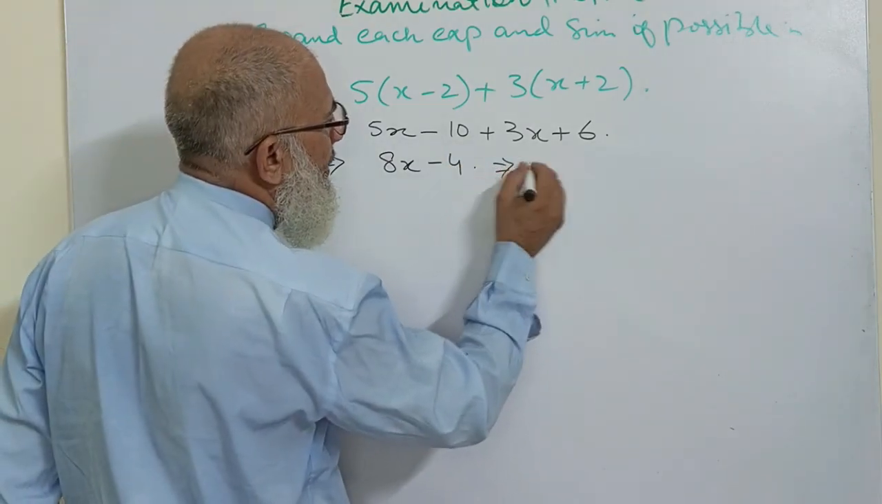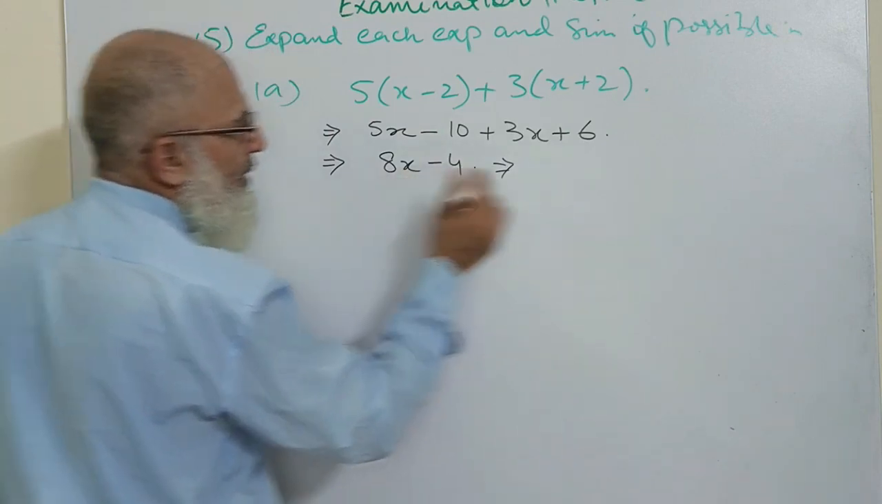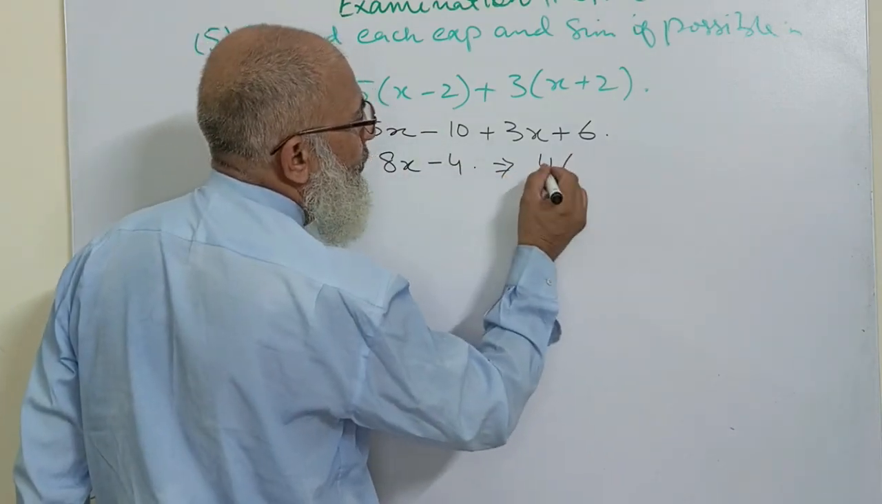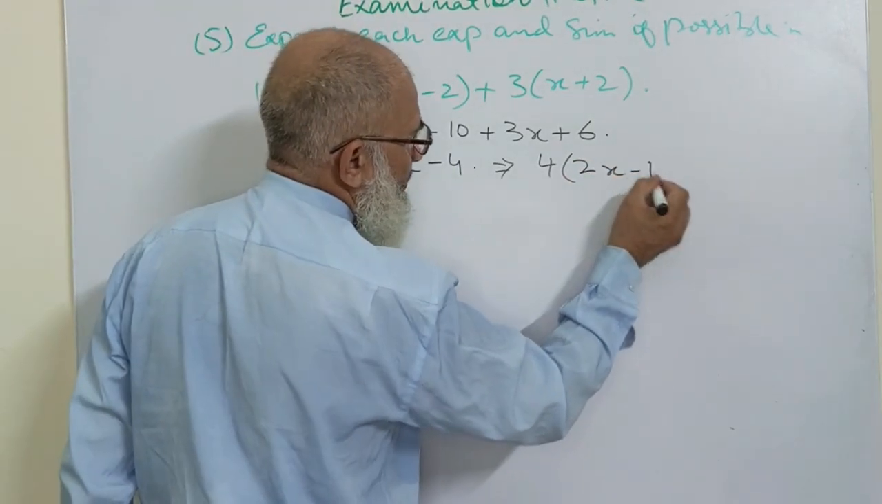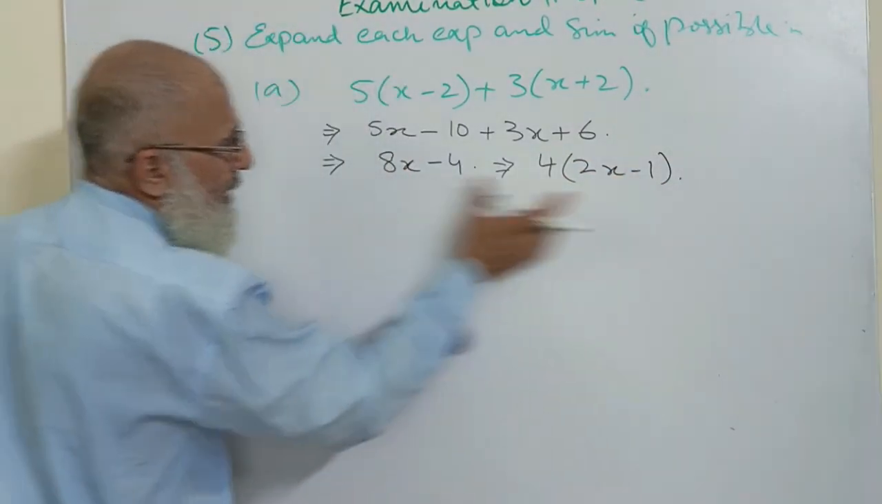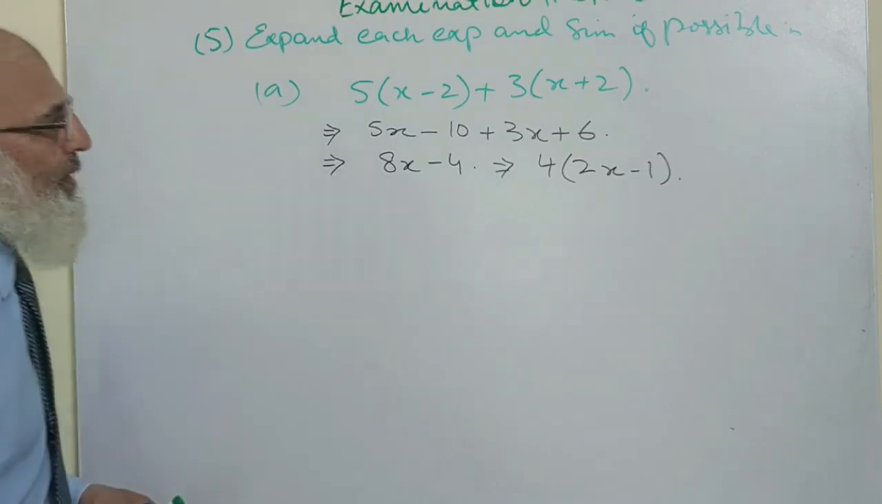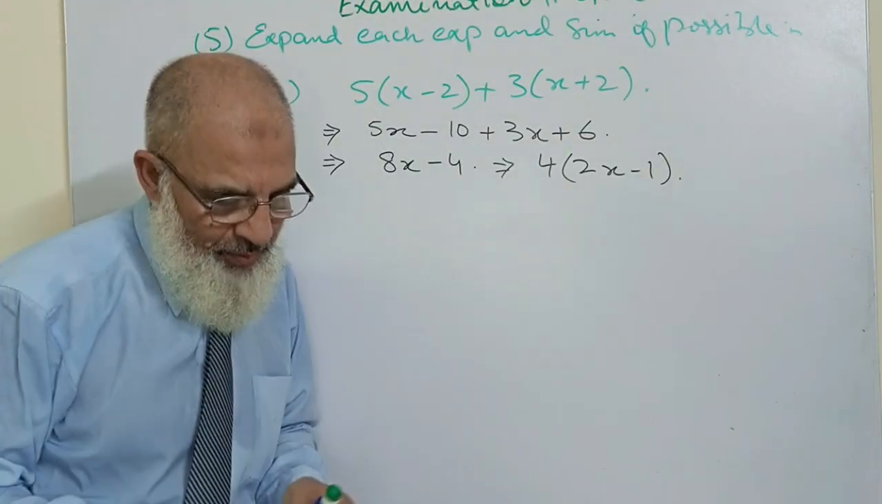And now there is a common factor: 4 is common. So 4(2x minus 1) is the answer. Both answers will be correct.